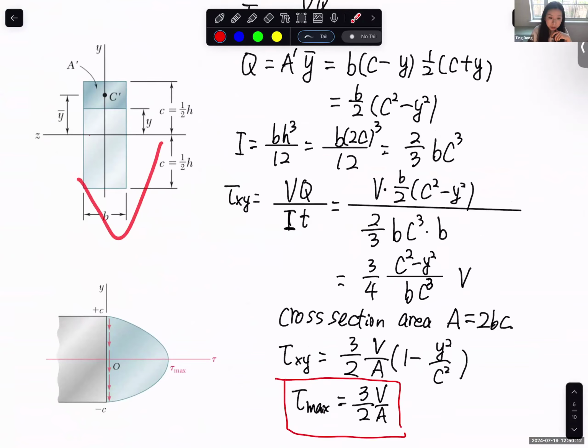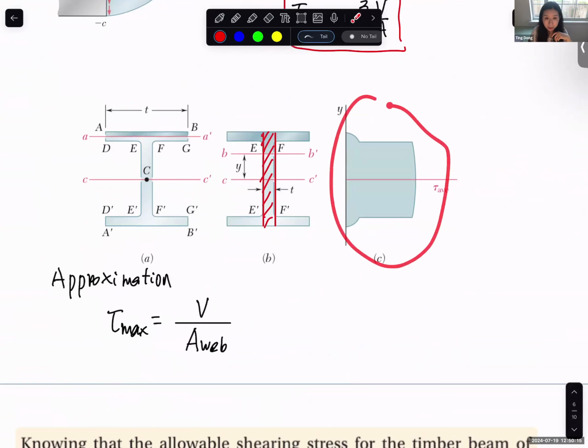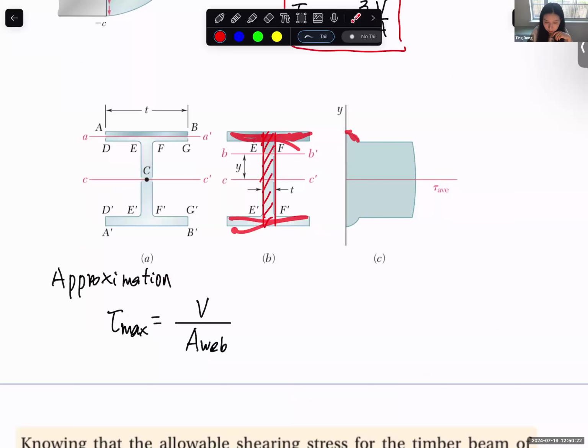For the narrow rectangular cross section and for the I-beam, as I said, this is experiment data. We can see that for the shear stress distribution in the Y direction, it's very small on the top and bottom plate. And then in the vertical web, it's not exactly constant, but it's almost the same. So as engineers, we do approximation and we approximate that the shear stress is uniformly distributed, constant in this vertical web.